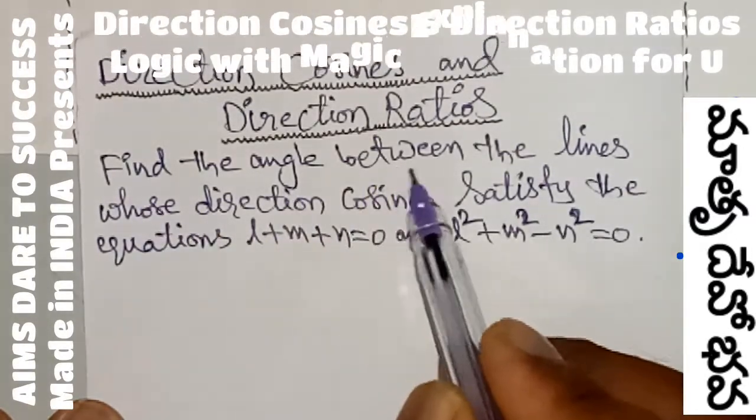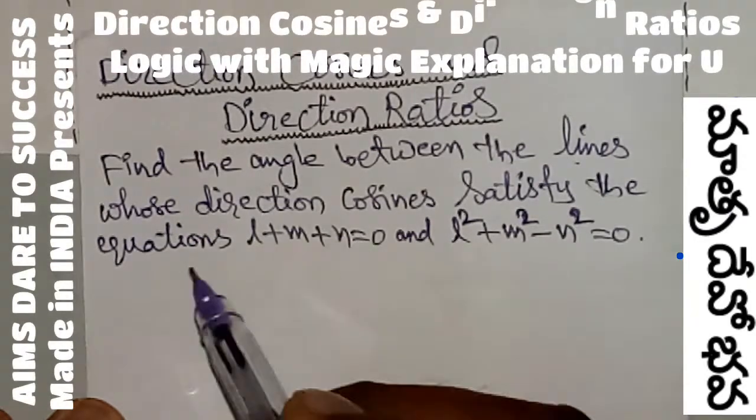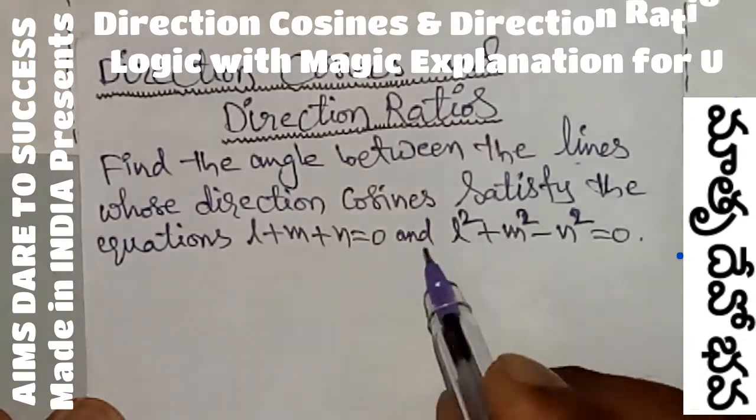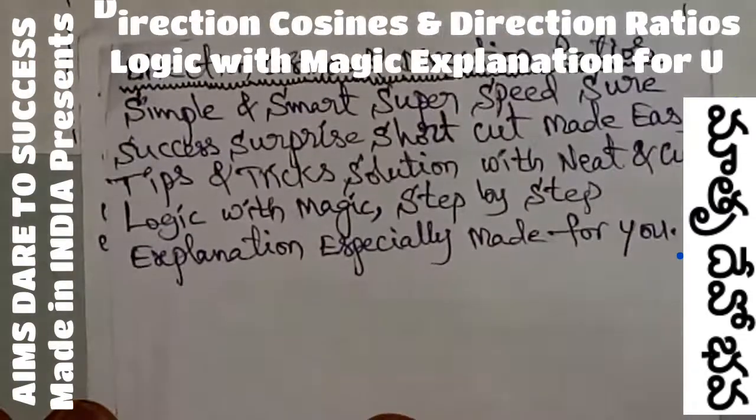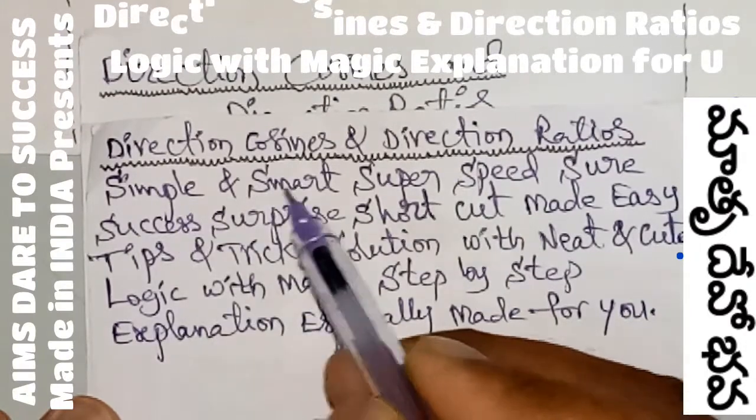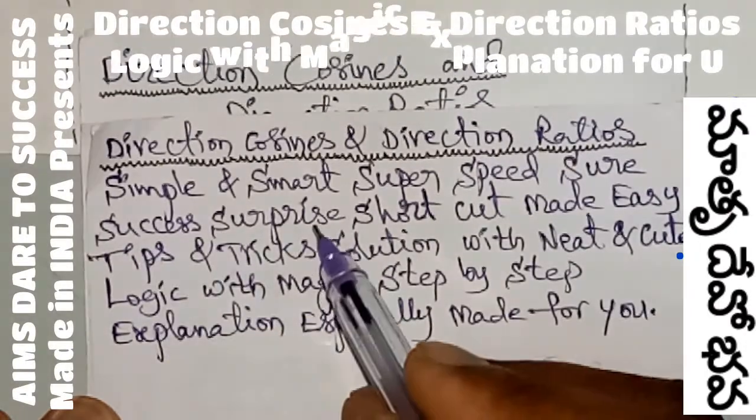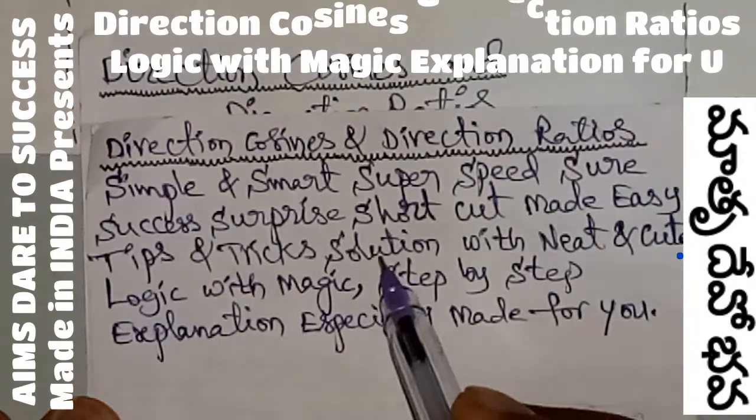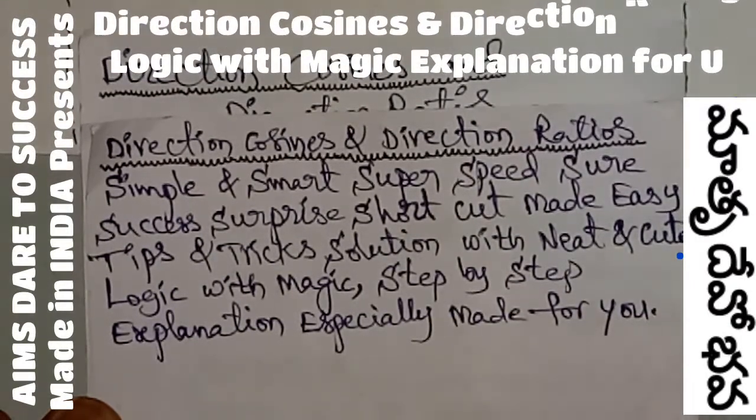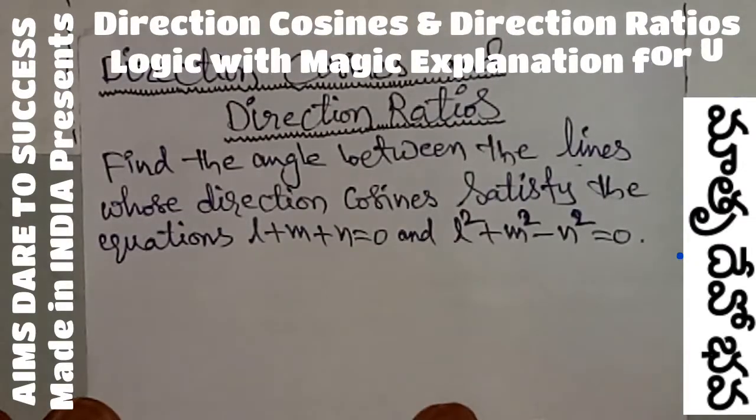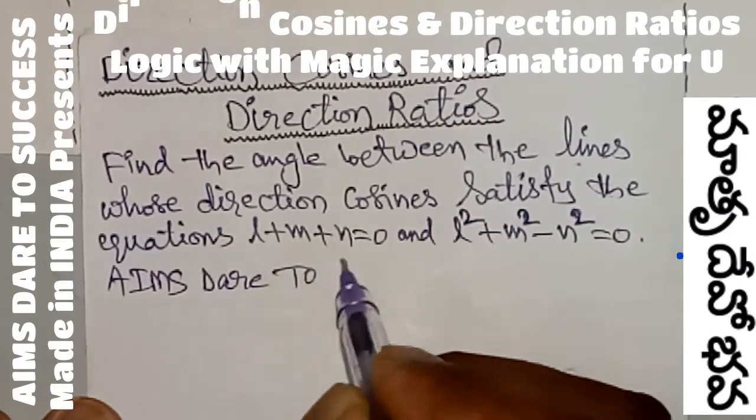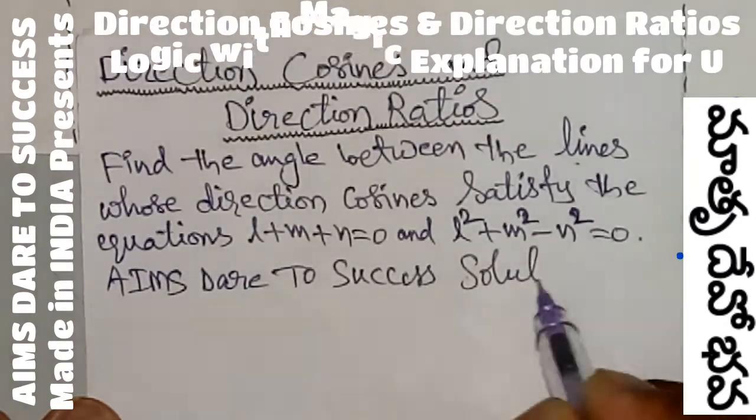Find the angle between the lines whose direction cosines satisfy the equations. The first equation is l plus m plus n is equal to 0 and l square plus m square minus n square is equal to 0. I want to explain these direction cosines and direction ratios questions in a simple and smart way, with shortcut tips and tricks, a step-by-step explanation especially made for you, my dear students. You can listen and follow my explanation.